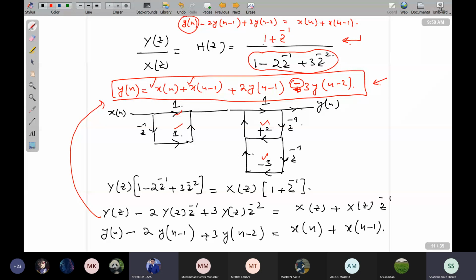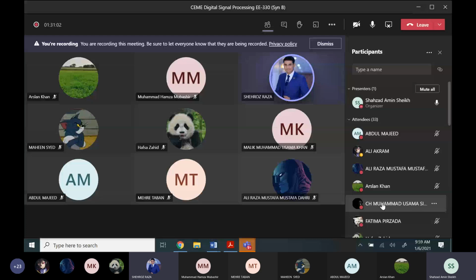सर 2 मिनट ब्रेक दे दें उसके बाद ले लें सर. आप 2 मिनट की ब्रेक कर लें बिल्कुल.